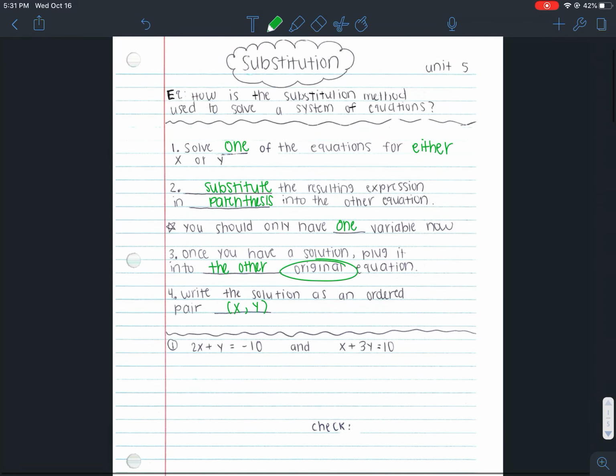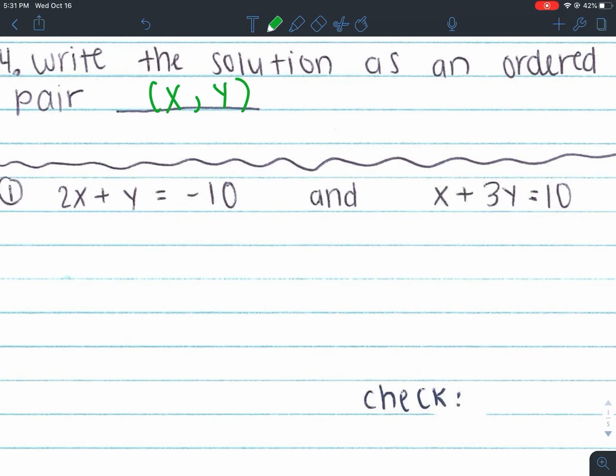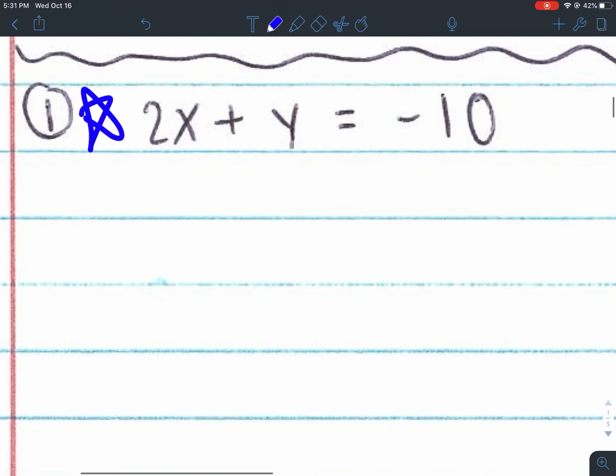I have two equations. If I scroll back to the top, the first thing says to solve one of those equations for either x or for y. So I need to pick one of my equations and I need to get one of the variables by itself. I can either pick the first one or the second one. It does not matter. Now, I'm just going to pick the first one.